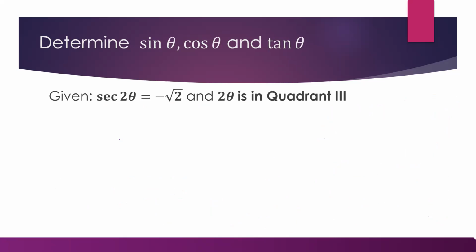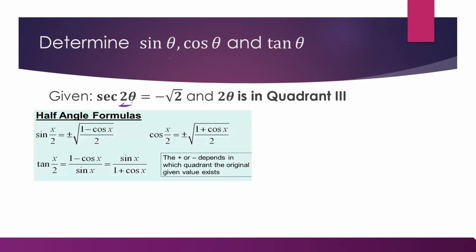Let's determine the sine theta, cosine theta, and tangent theta given secant 2 theta. This time, what is the relation of theta to 2 theta? Always in reference to what is being asked. Theta is half of the angle that is in the given. So, let's use our half angle formulas. Okay? Which of these is the most convenient for us to use?